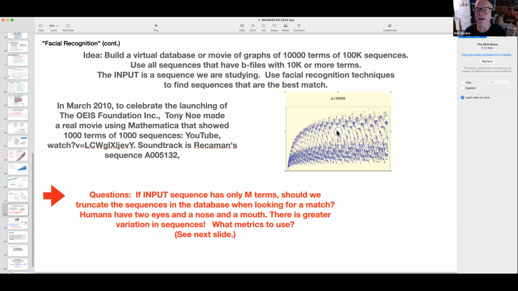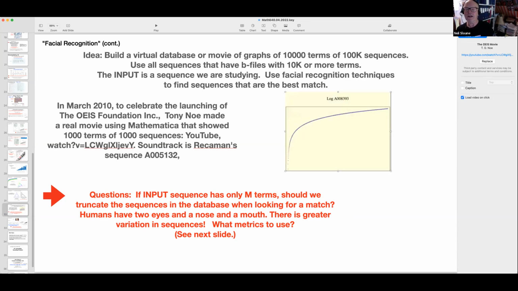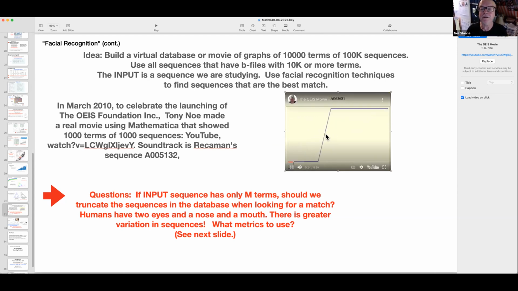In 2010, Tony Noe made a movie, the OEIS movie, and he made a graph. This is a real movie, it's on YouTube, of 1,000 terms of 1,000 sequences. Well, I'd like to do this virtually. So these would all be 10,000 terms of 100,000 sequences. Make a virtual movie, and then match it using some kind of facial recognition software to try to find a match.